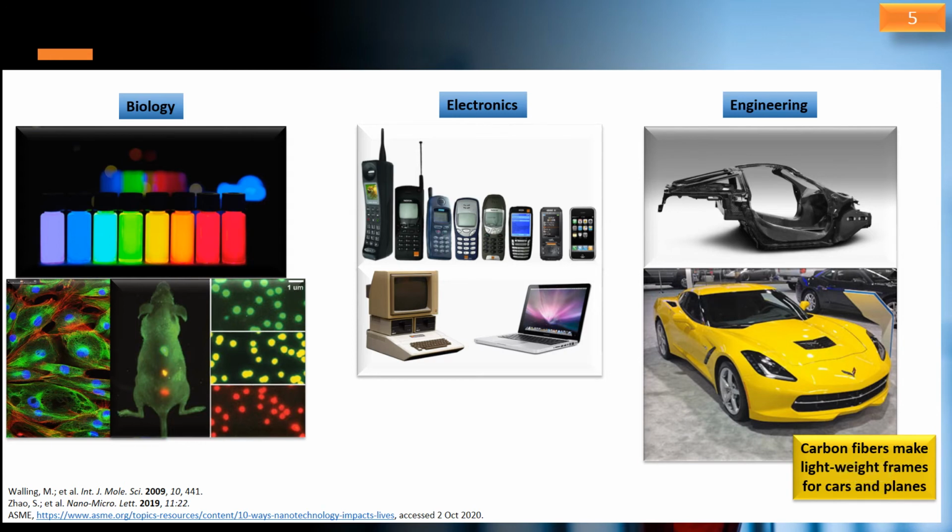For engineering, this is carbon fibers that are lightweight and they can make lighter frames for cars and planes. And also a subset of research for this is making spaceships that can require less fuel to get to the moon or Mars.